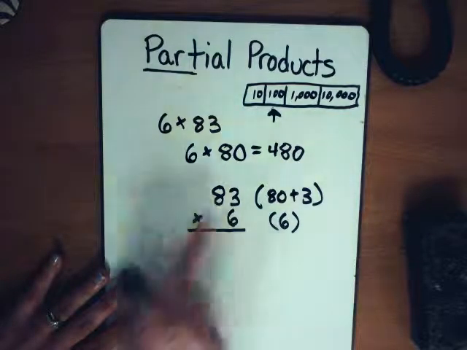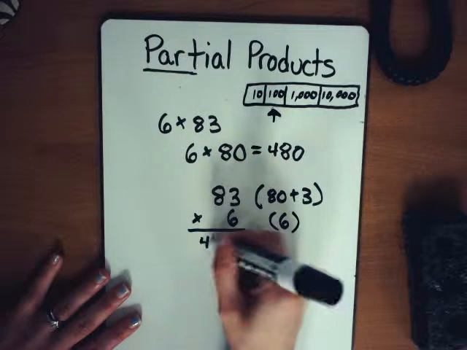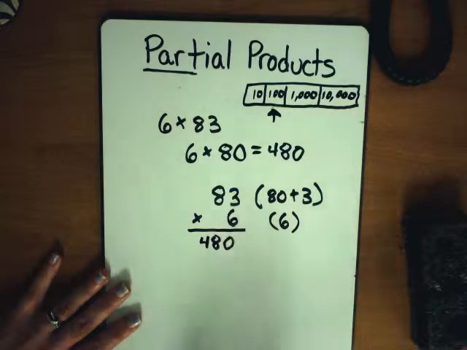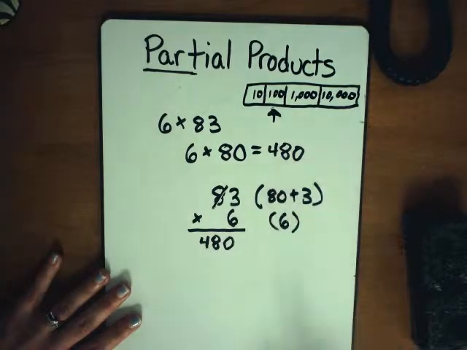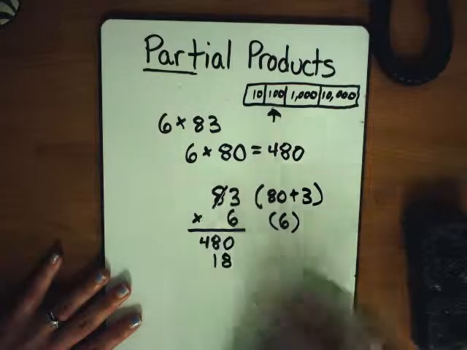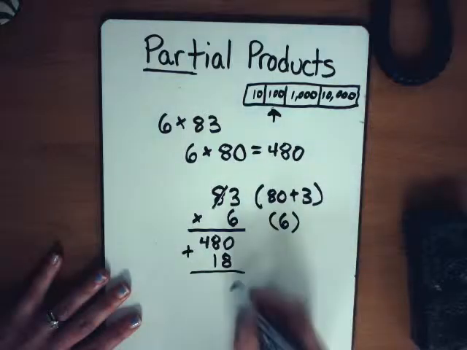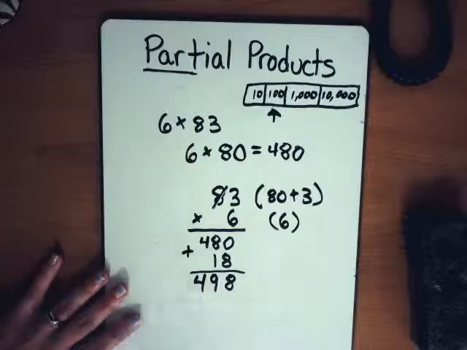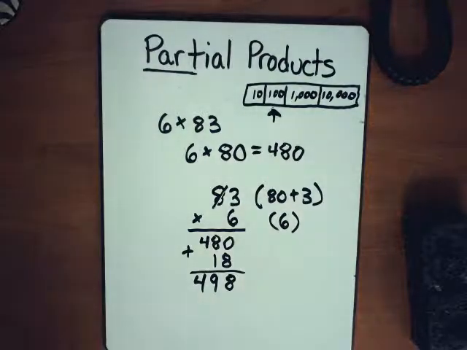6 times 80, the value of that 8. So using my basic math facts, 6 times 8 is 48. And then times 10, 480. So I have wrestled this opponent. Now I've got one more left. So 6 times 3, they're both in the ones column. So 6 times 3 is 18. So I have these two partial products, but I will go ahead and add them for my total. 498. Is that reasonable based off of my estimate? Yes. Okay, so make sure that you've got that jotted down.